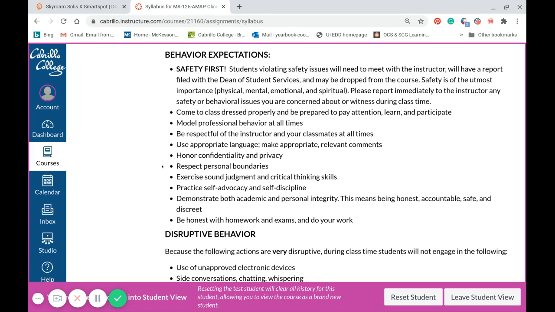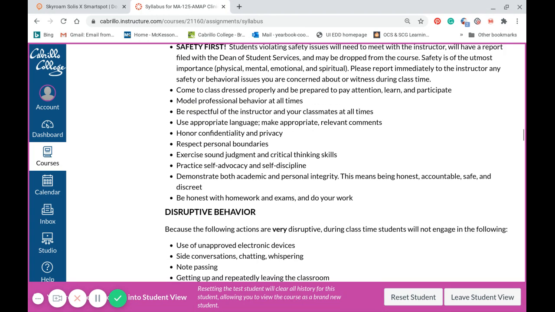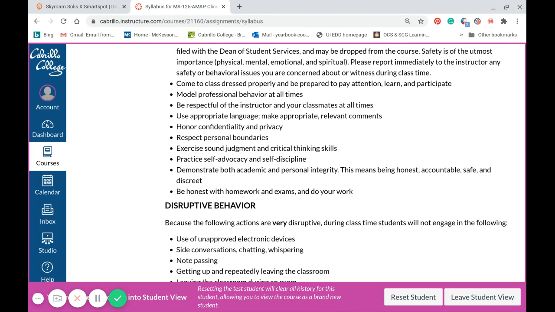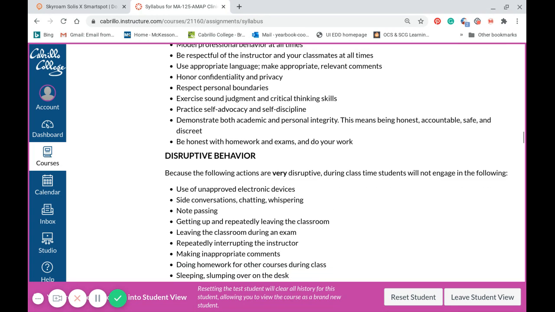So it's important to respect each other's personal boundaries and exercise sound judgment and critical thinking skills, learn how to practice self-advocacy and self-discipline, and demonstrate integrity, both academic and personal. That means we have to be honest, accountable, safe, and discreet, and be honest with homework and exams and do your own work.